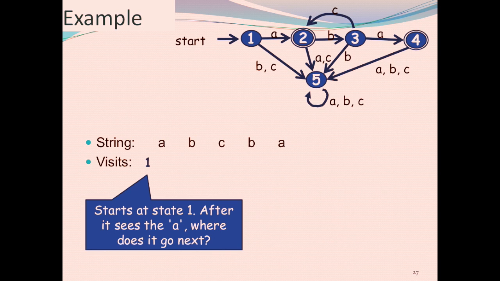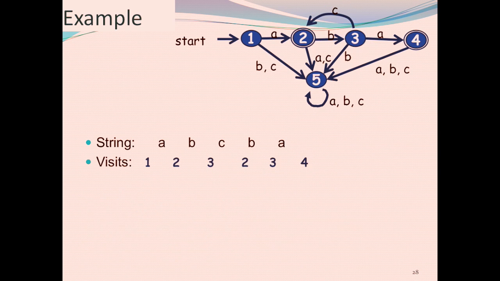And let's see, after I see the A, I go to state 2. And after I see the B, I go to state 3. And then I see the C, so I'm back at state 2. I see the B again, so I'm at state 3. I see the A, and I'm at state 4. Alright, so there it is neatly.